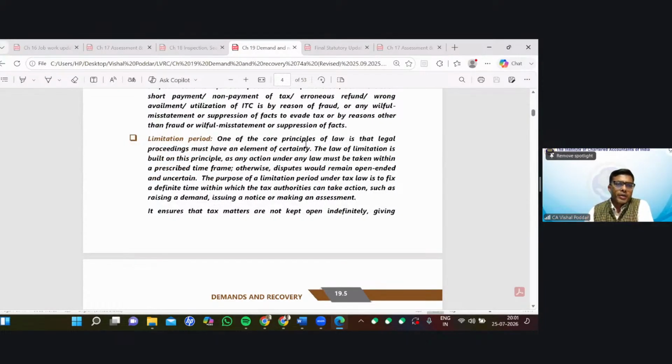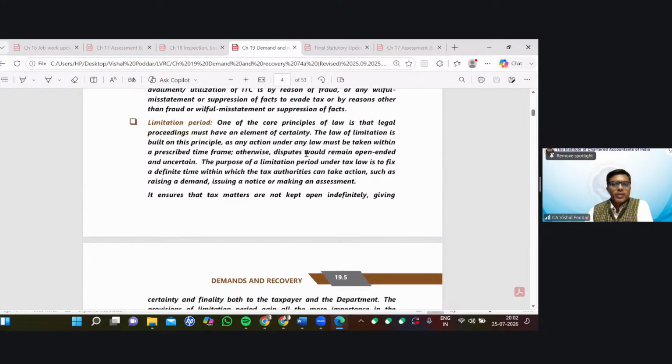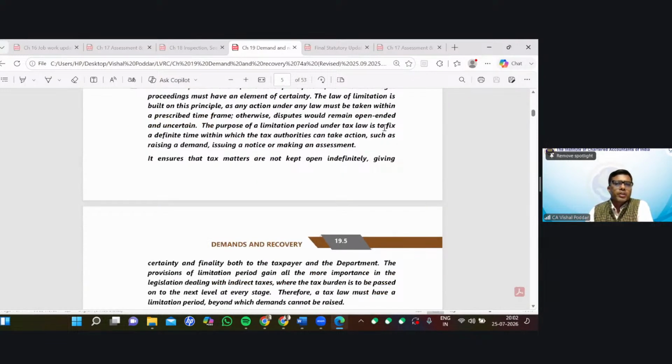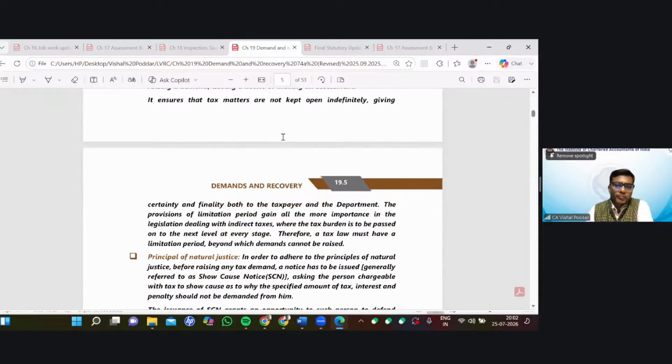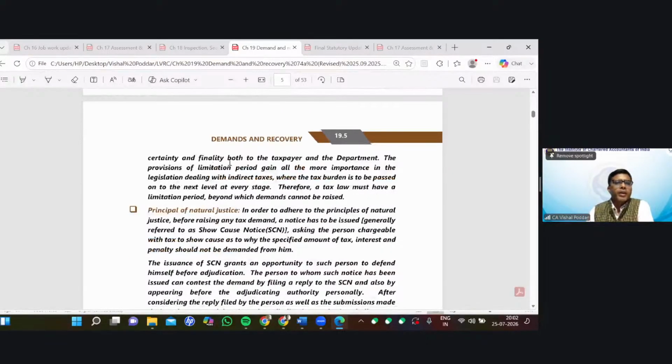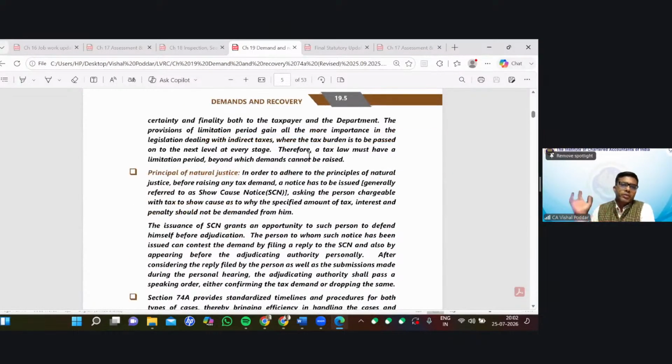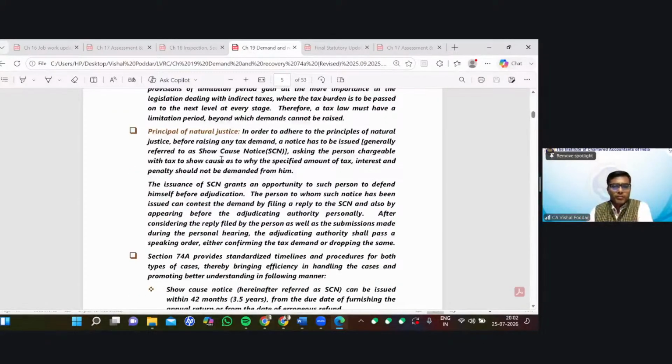Limitation. Most important point is that any legal proceedings must have an element of certainty. So there should be timeliness or time-boundedness. Now the law of limitation is built on the principle that any action under law must be taken within a stipulated time frame. Otherwise, the dispute will remain open-ended and uncertain. So the purpose of limitation in tax law is to fix a definite timeline within which the authorities can take their action. This ensures that tax matters are not kept open indefinitely, and it gives certainty and finality both to the taxpayer and the department that, okay, now this particular year's dispute is over.